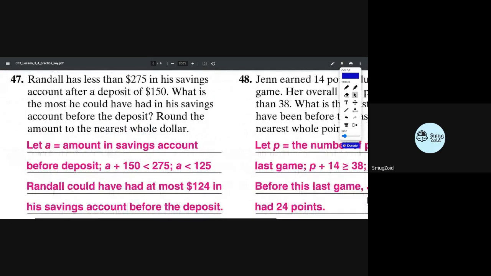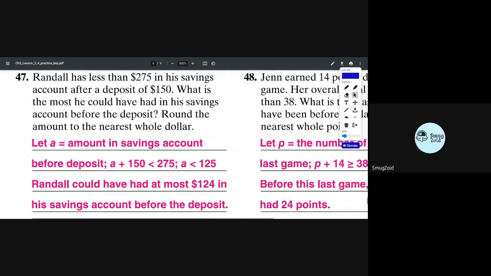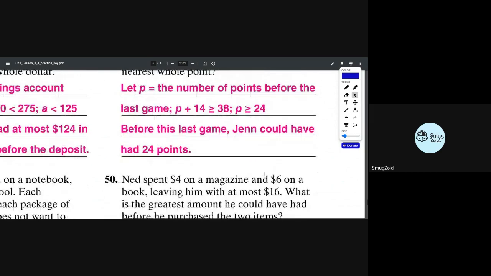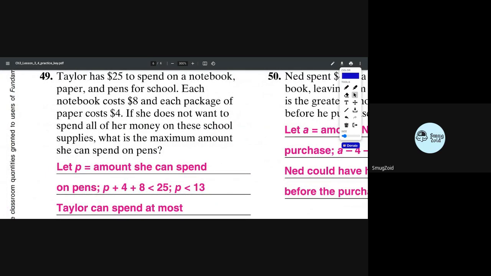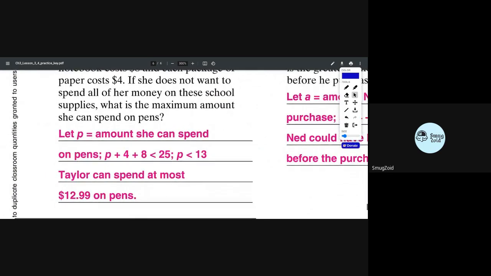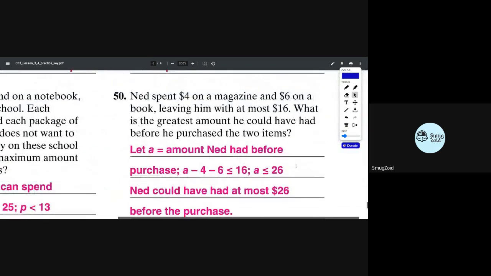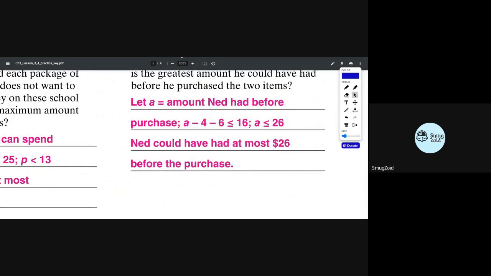These were the word problems. You can look at them. They're kind of interesting. They give you an equation based on how you're reading it. This one, P plus 14 is greater than or equal to 38. I'm not going to have any word problems on this quiz, just letting you know. Taylor talks about, just can't, almost 13, but less than that, right? And the last one was net. Okay. And there you go.